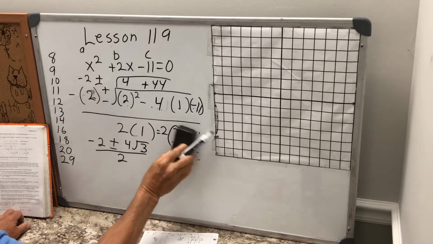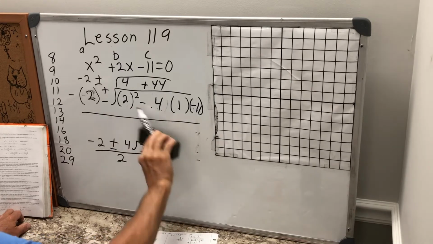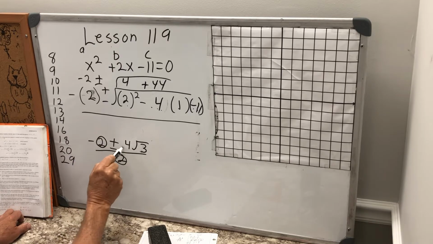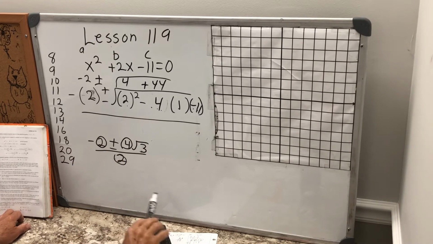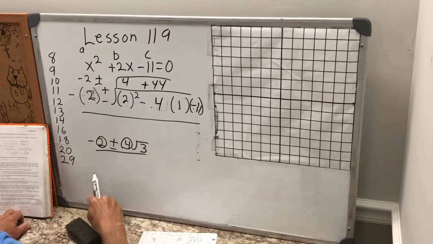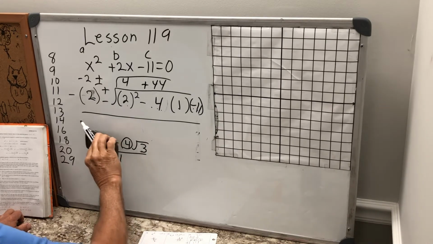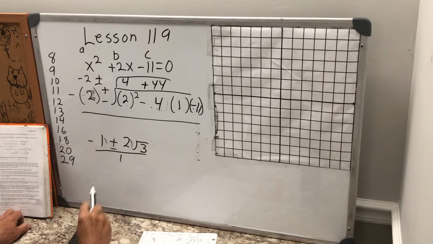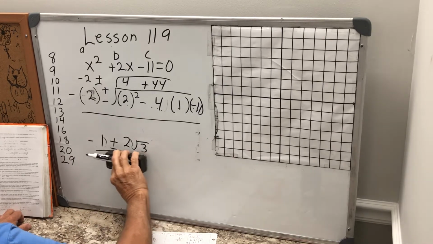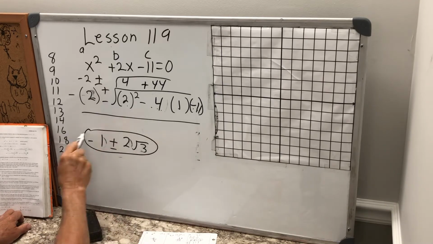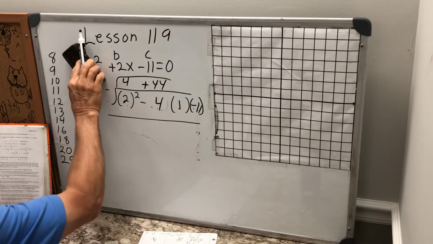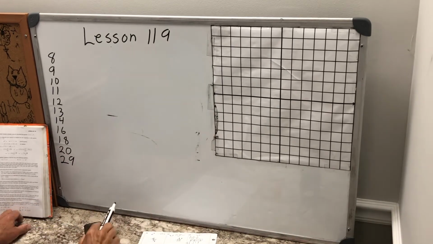Now, one more time, we can simplify these because the 2 will go into this one, and this one. So we reduce them down. That's going to make this a 1, make this one a 1, and make this a 2. And of course, we don't need the 1, so we can erase that. And there is your final answer. Negative 1 plus or minus 2 square root of 3. That is number 10.